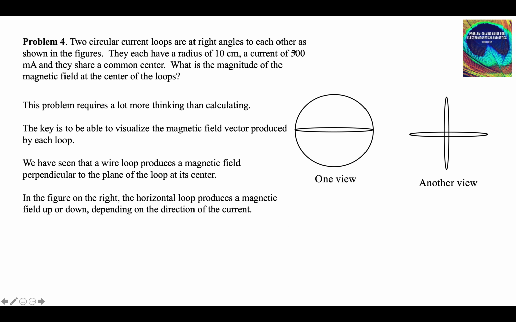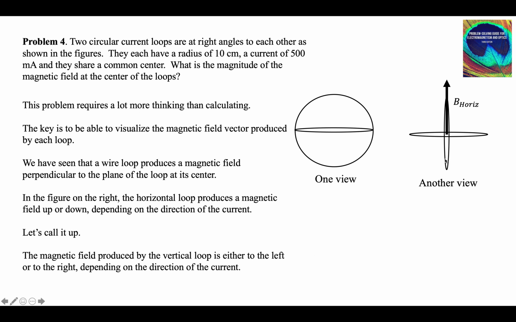It doesn't give us the direction of the current. Let's just call it up. So this is the magnetic field from the horizontal loop at its center. The magnetic field produced by the vertical loop, the current going this way, is either to the left or the right, depending on the direction of the current. Let's call it to the right.